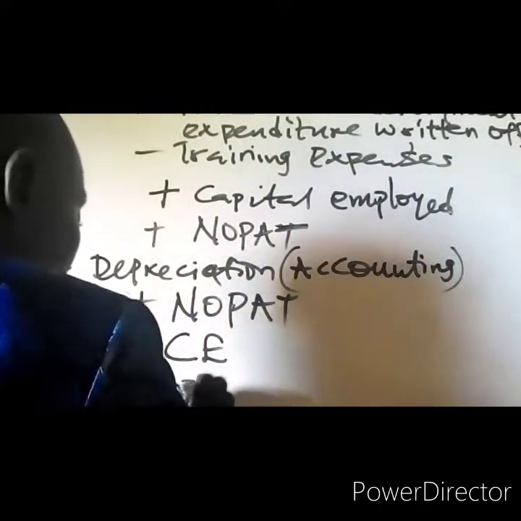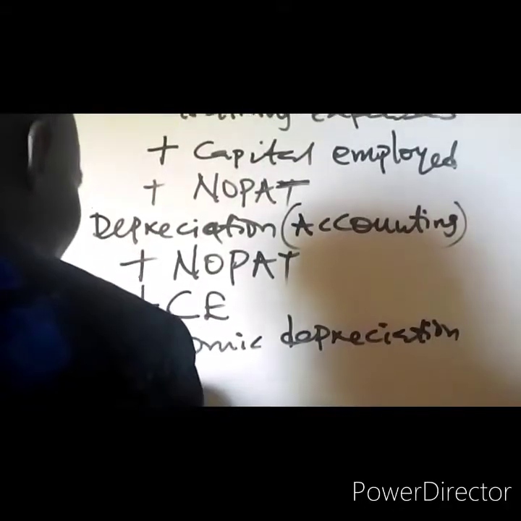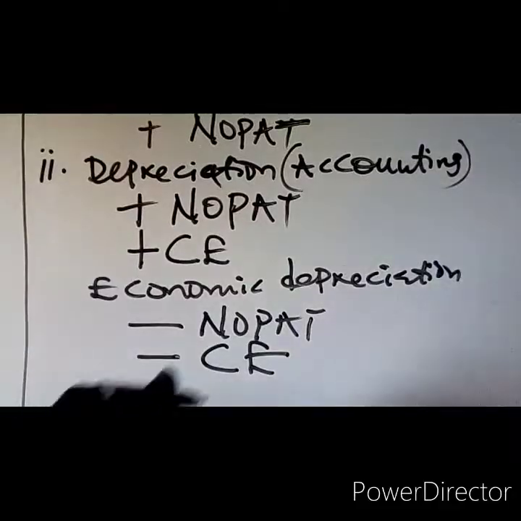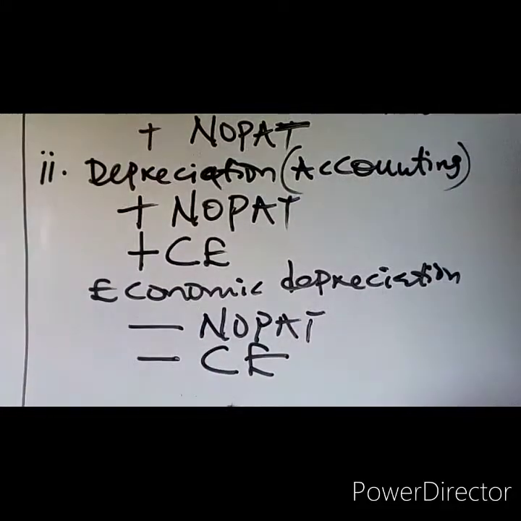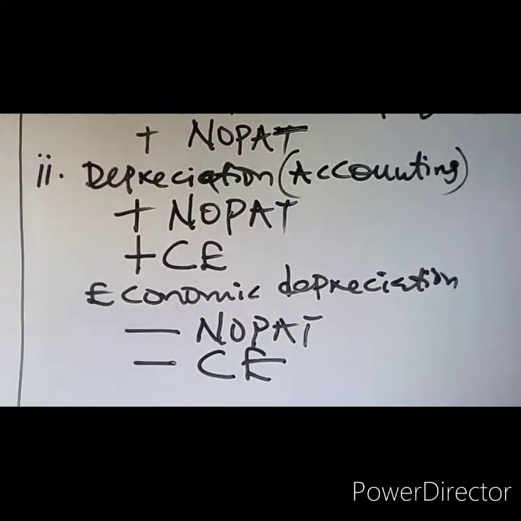Then economic depreciation now. Economic depreciation should be deducted. Subtract economic depreciation from NOPAT. At the same time, you subtract the economic depreciation from capital employed. Deduct the economic depreciation from NOPAT and from capital employed.